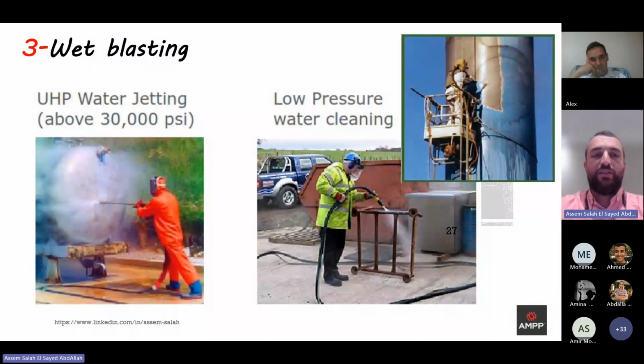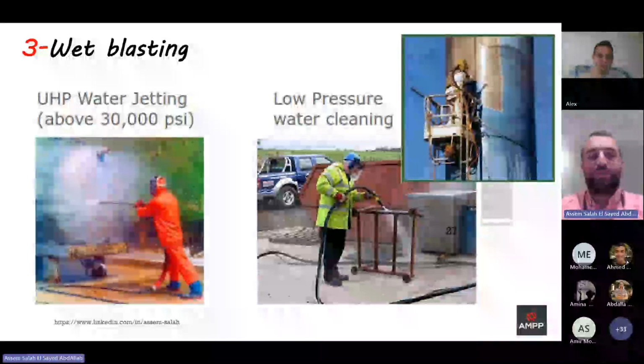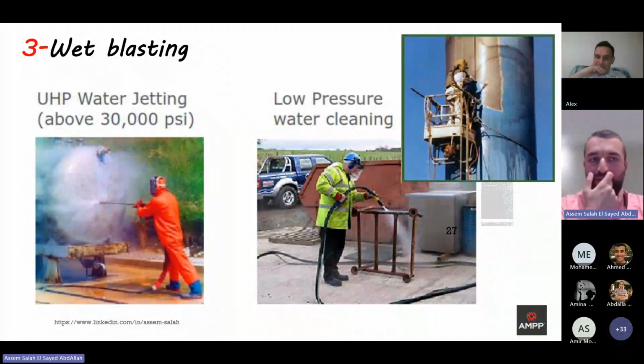And the third way here is wet blasting, and I think wet blasting is very common in the marine industry, or more common than any other field. I saw wet blasting or hydroblasting, as you explained to me before, in marine works more than any other field.